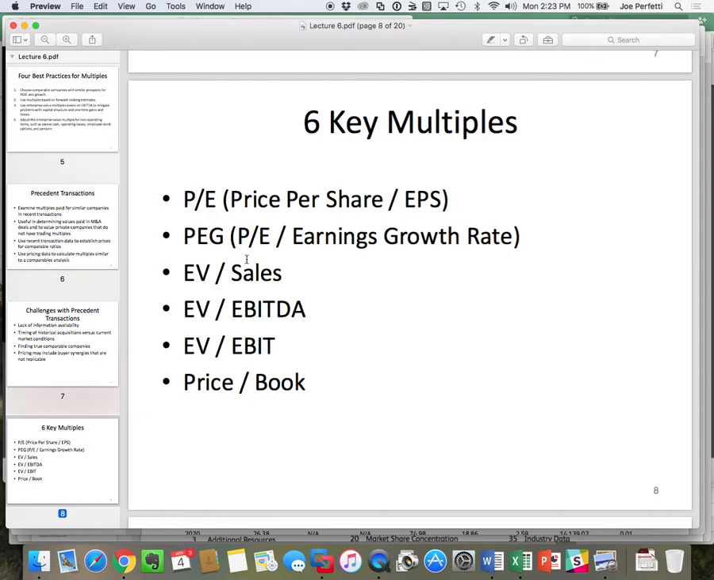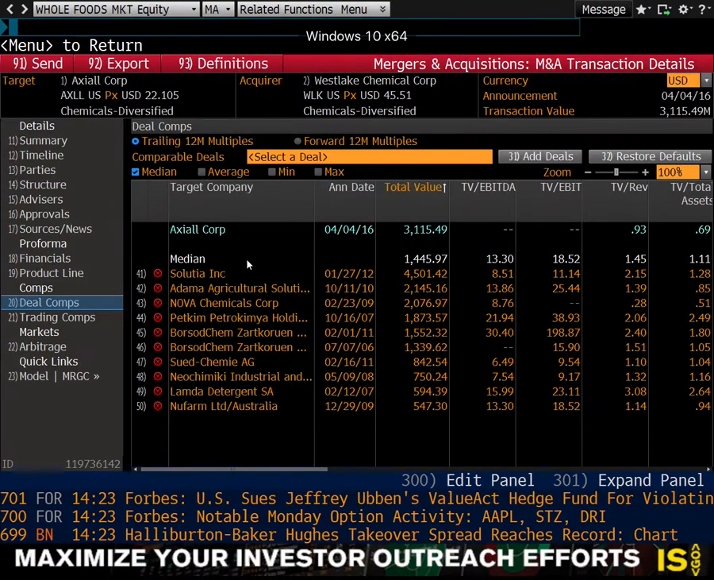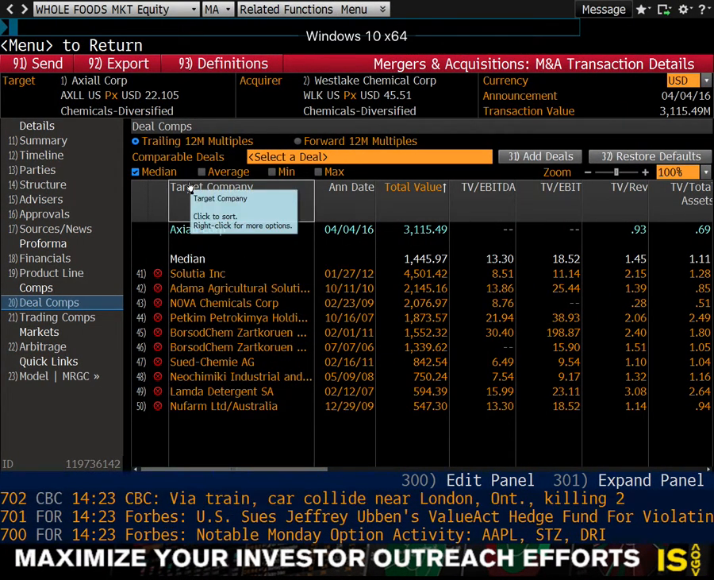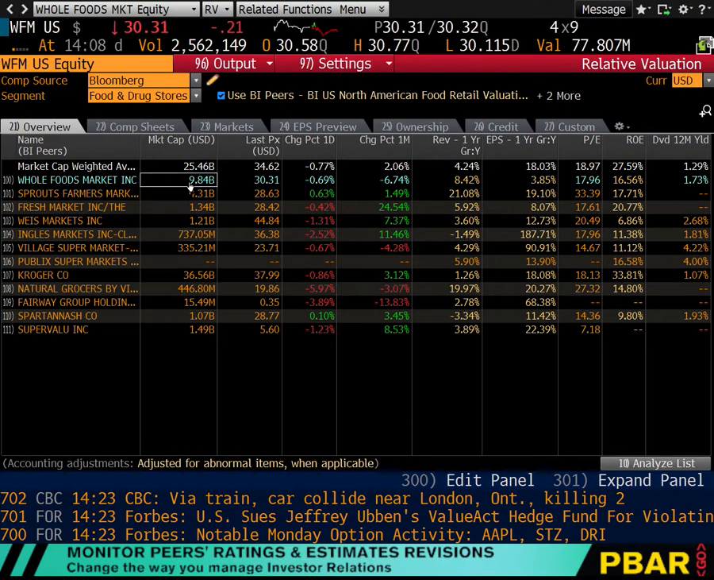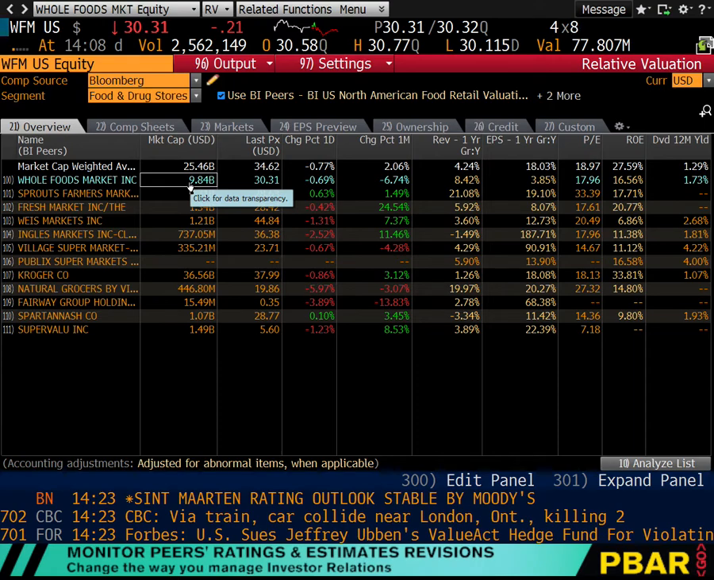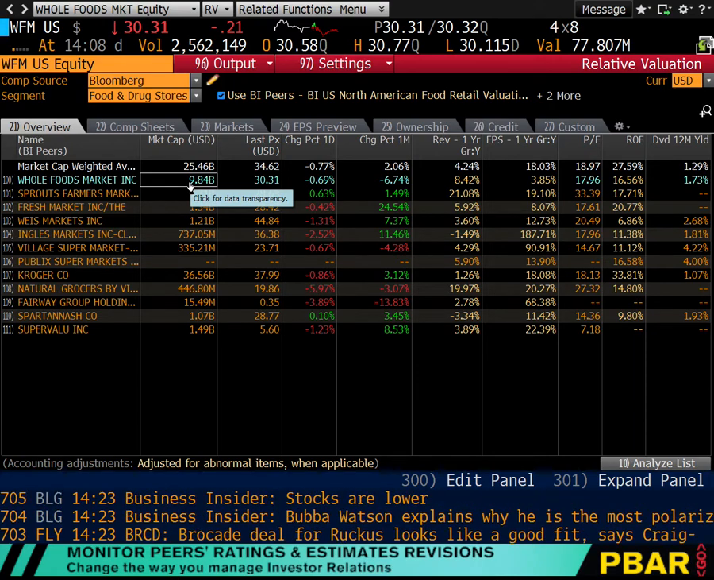Here's the good news. Because the professionals are calculating the exact same ratios, Bloomberg already has these ready to go in its database. So what we're going to do, and you're going to need to do this, is we'll do this for Whole Foods. We're going to go to the RV section, and we're going to create a new template today for multiples.